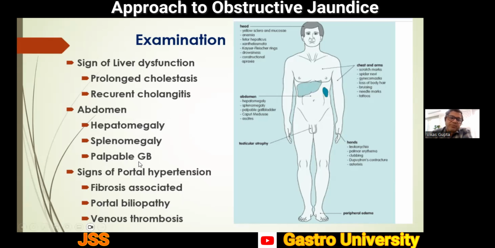Thirdly, is the gallbladder palpable? This is an important sign which can clinically give you a clue regarding the level of obstruction. And again, signs of portal hypertension should always be looked for in these patients, because portal hypertension can occur because of the fibrosis associated with the jaundice secondary to liver dysfunction, or many patients with portal biliopathy can present with jaundice as a first finding, and then there can be telltale evidence of portal hypertension, or in malignancy there can be tumor involvement of the main veins, which may or may not lead to some clinical evidence of portal hypertension.